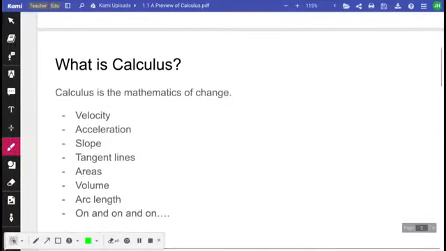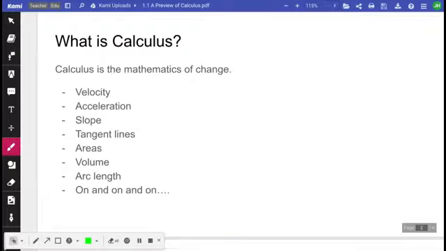All right, so what is calculus? It's just the mathematics of change. So we're looking at velocity, which is how quickly something is changing with respect to time. And acceleration is how quickly that is changing with respect to time. And if you think of slope, we've always called that rate of change. Tangent lines are also going to be related to slope.